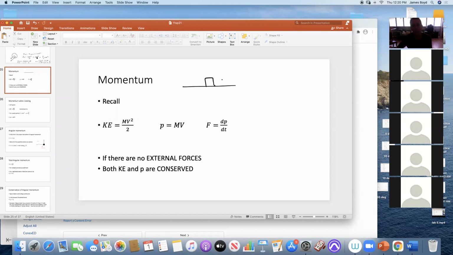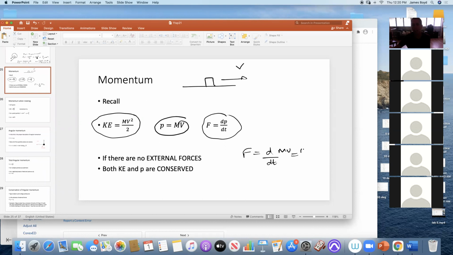So if a block is sliding with some velocity, we know that it has kinetic energy. We know that it has linear momentum. And we saw that another way we could state Newton's second law is that force is the time derivative of momentum. So F is d(mv)/dt. If we assume mass is constant, this is m dv/dt. But what's nice about that is if there is no external force, then we have no change of momentum, which means P initial is P final.